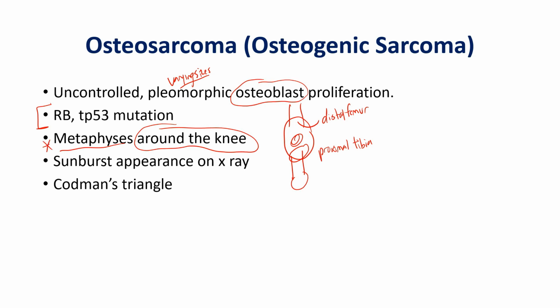And what is this going to look like when you see this on X-ray? How will this present? So this is going to present with what's called a sunburst appearance on X-ray. That's the first main thing that can present in this particular disease. And then it also has something called a Codman's triangle. So sunburst appearance on X-ray and Codman's triangle. I'm going to show you a picture of both of these in the next slide.